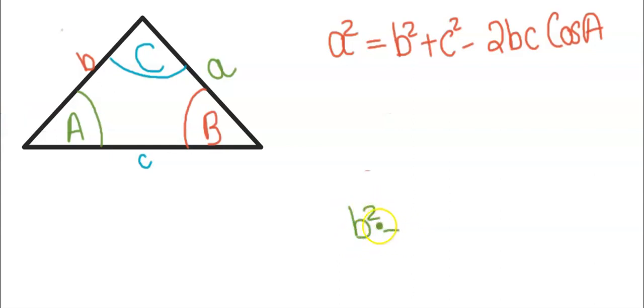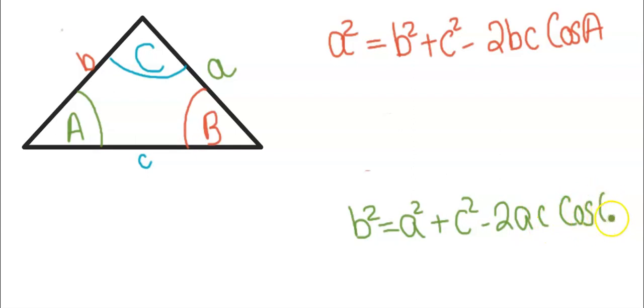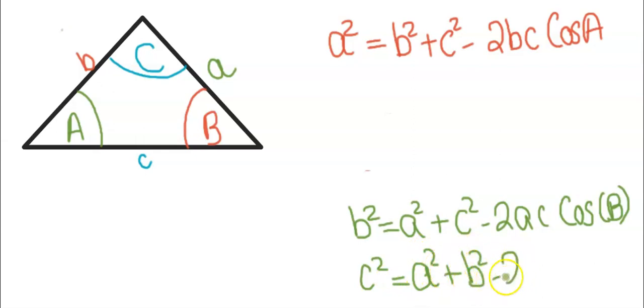b squared, what are the other 2 sides left? a squared plus c squared minus 2ac cos of angle B. It's up to you if you want to put in brackets. If you want to find the c squared, what are the other 2 sides left? a and b. That's the formula, where the uppercase A, B, C are angles and lowercase a, b, c are sides.